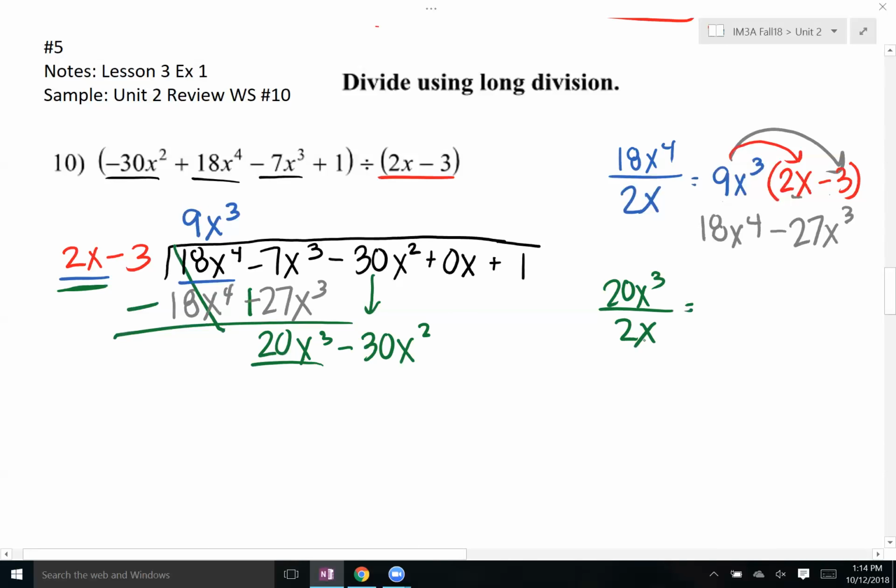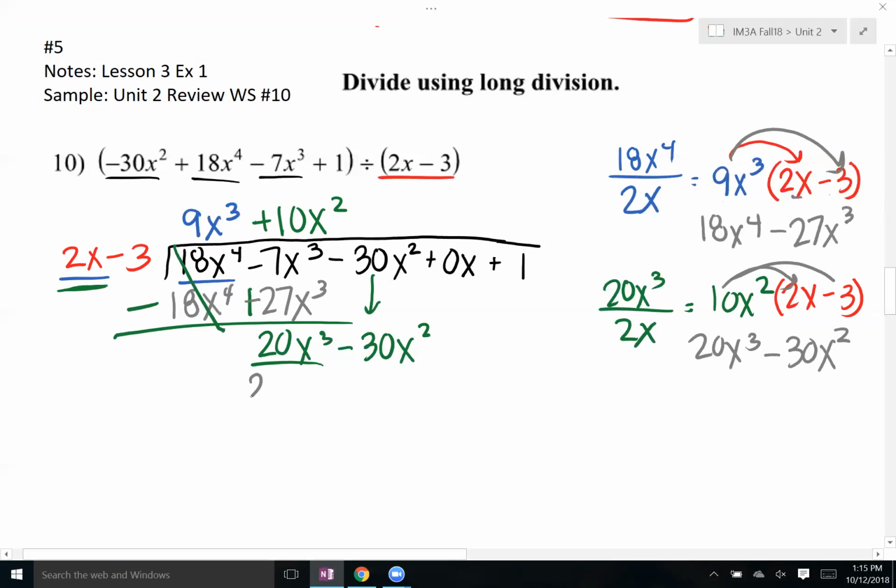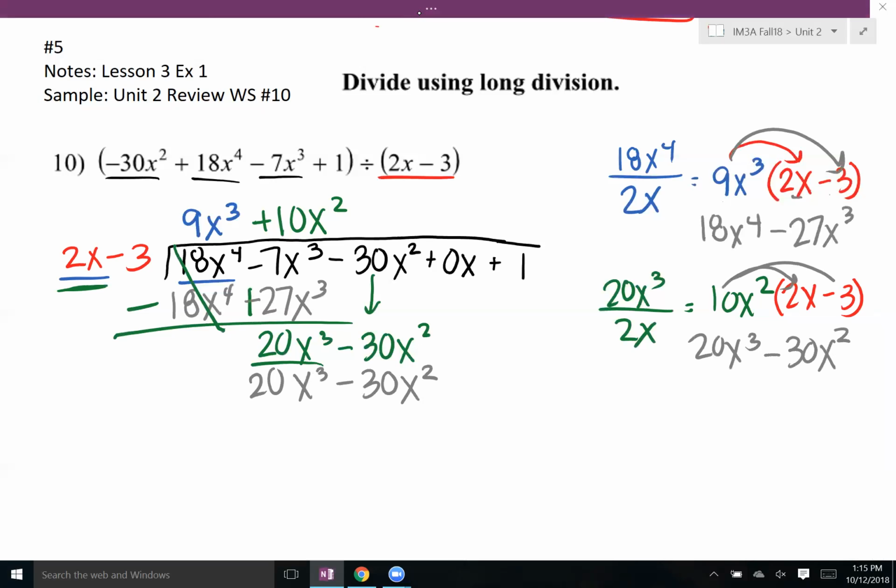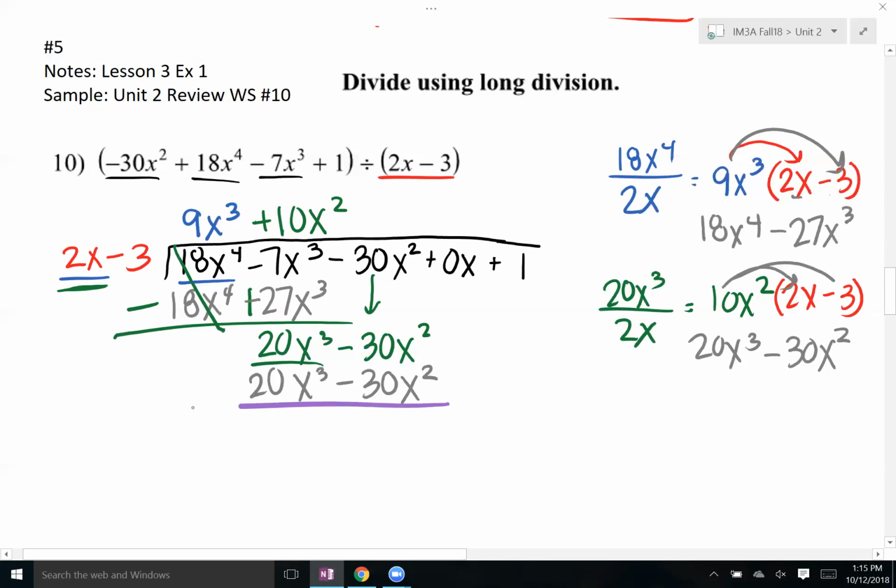20x cubed divided by 2x is going to give us 10x squared. So we're going to write plus 10x squared on top. Then we're going to multiply this by 2x minus 3. When we do this, we get 20x to the 3rd minus 30x squared. Okay, so 20x cubed minus 30x squared. Our next step is subtract, meaning change our signs. And what actually happens here is that these cancel as well.